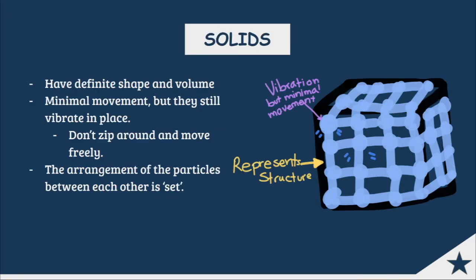Solids have a definite shape and volume. The particles in solids have minimal movement, but they still vibrate in place. The arrangement of the particles between each other has a set structure.